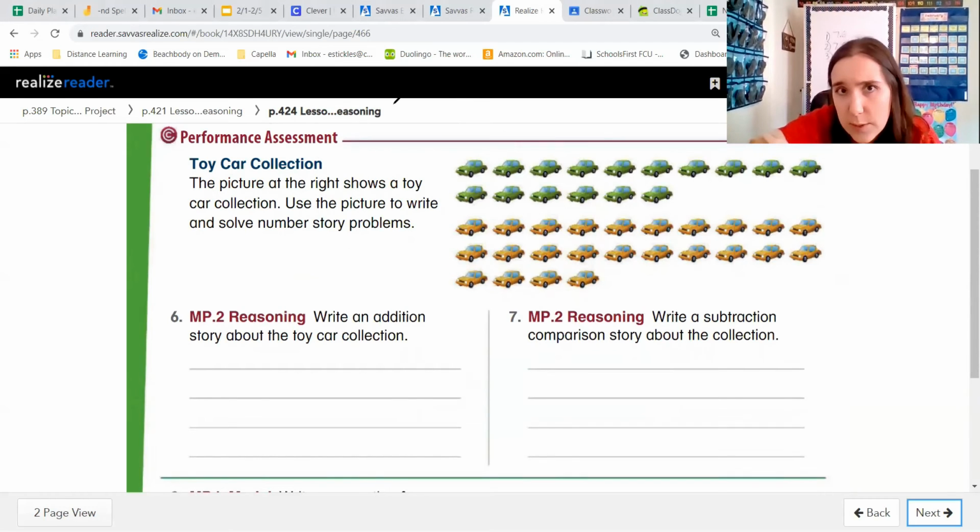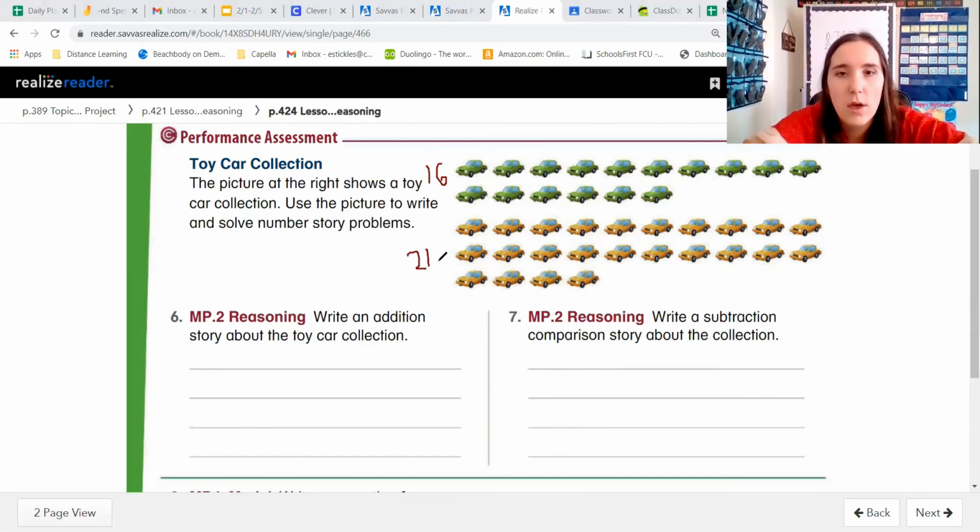Okay, if we're going to use this picture first, I'm going to count up how many cars of each color there are. So 1, 2, 3, 4, 5, 6, 7, 8, 9, 10, 11, 12, 13, 14, 15, 16. There are 16 green cars, and there are 24 yellow cars. So for number 6, they want us to write an addition story with these toy cars.